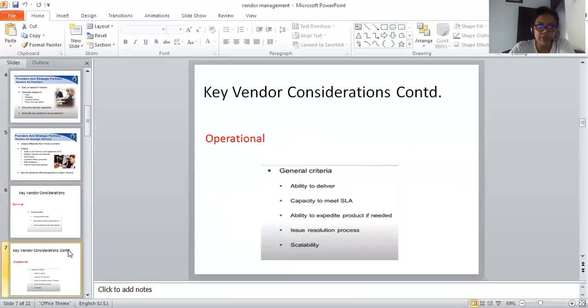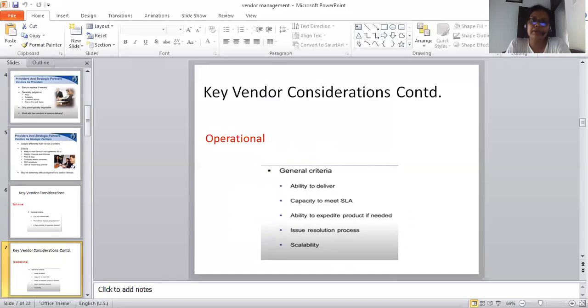Okay, the second one is operational. In operational, the general criteria we look into, as you can read in the slide, are: the ability to deliver, capacity to meet the SLA, ability to expedite product if needed, issue resolution process, and scalability.